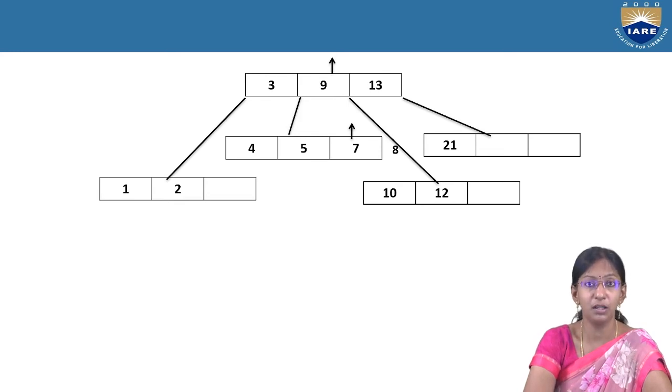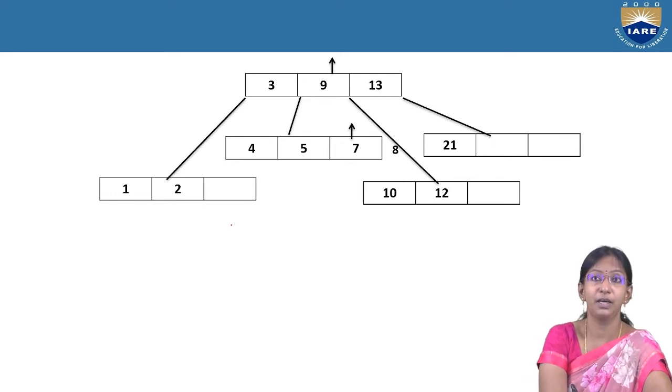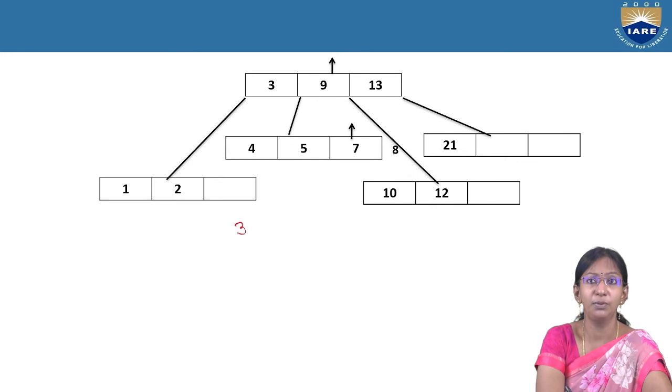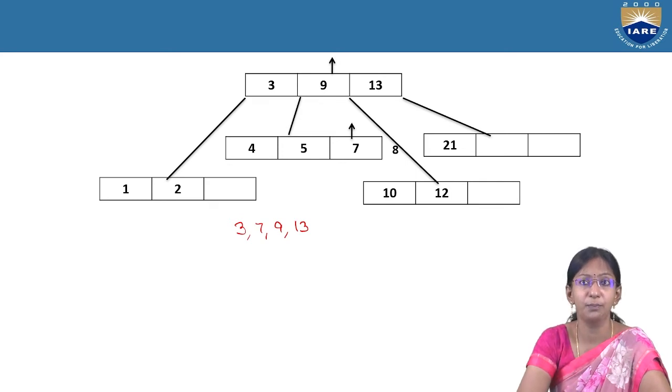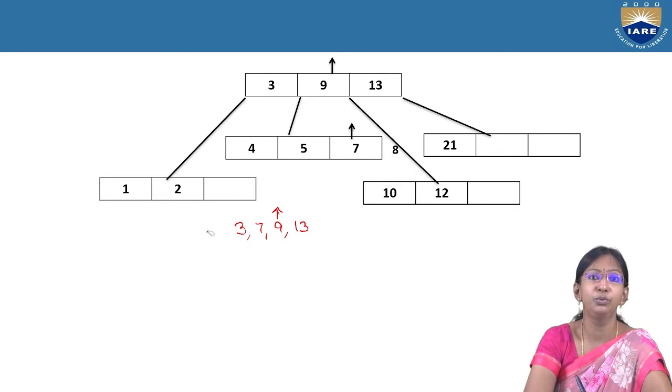But the between cell is not having any vacant space. What are you going to do? You are going to send the middle value to its parent. That is, 7 is going to travel in the upward direction. So if it travels upward, the order will be 3, 7, 9 and 13. But even the root cannot accommodate it. What is the middle value? 9. 9 is going to become the new root of our tree.